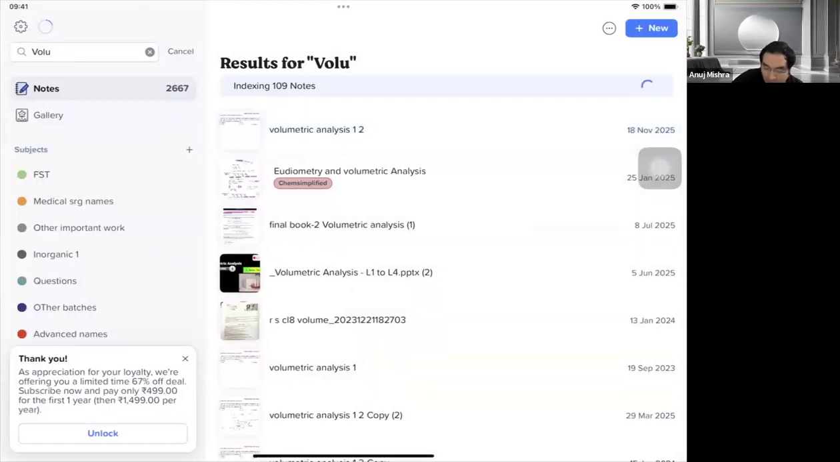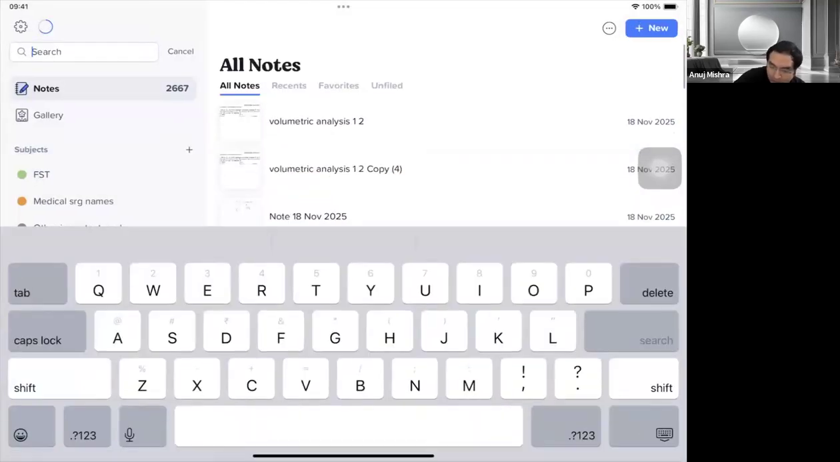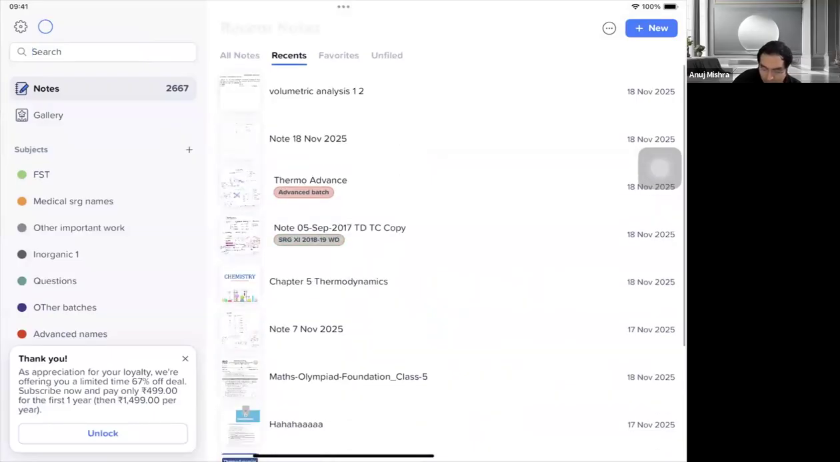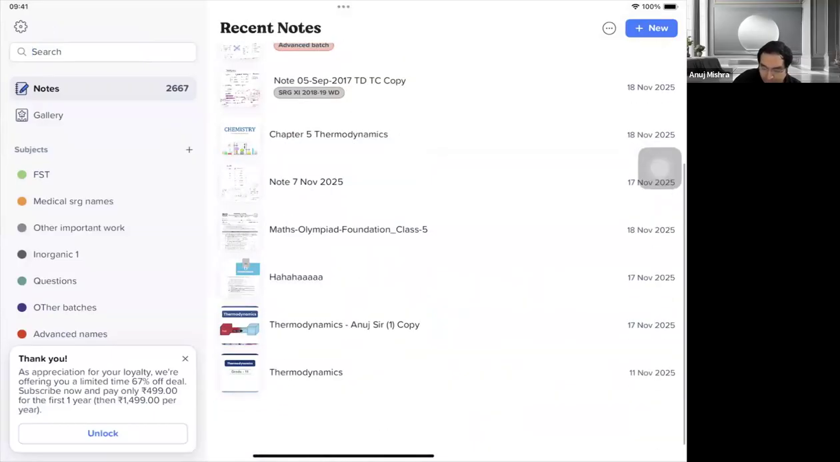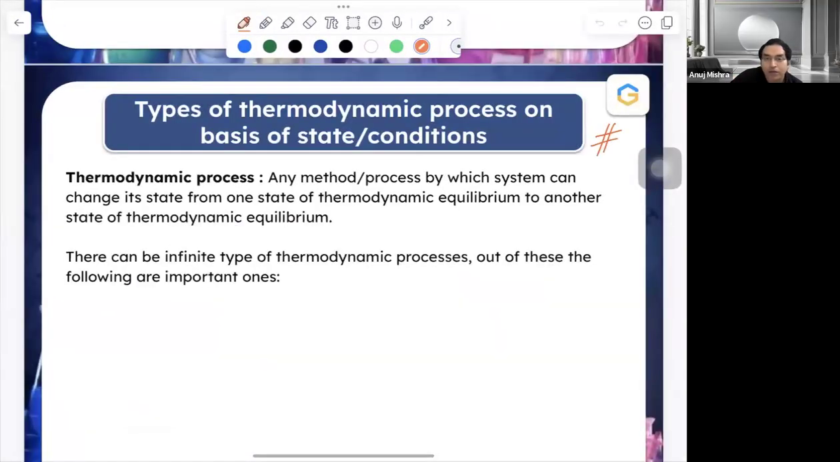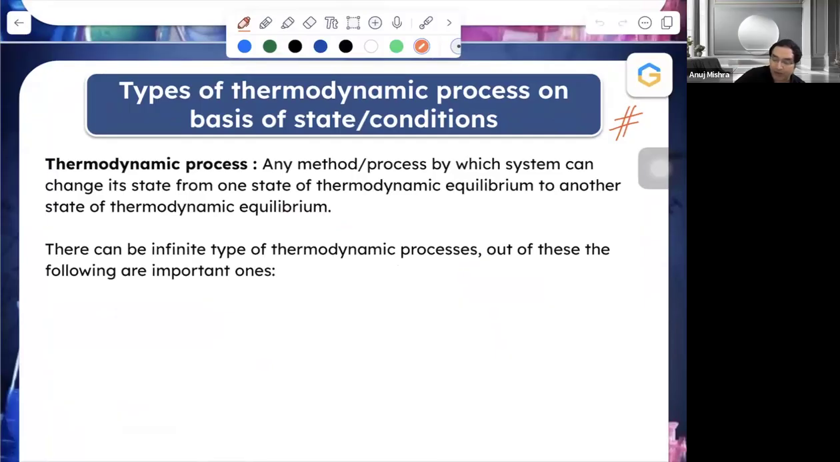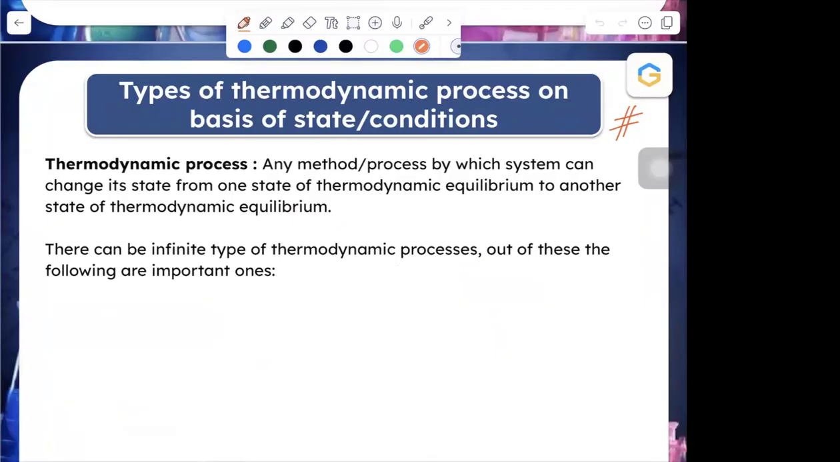So last class we were doing thermo in this. Let's proceed further in that discussion. Check, we have reached up to this part. Thermodynamic processes, right? Yes. Okay.